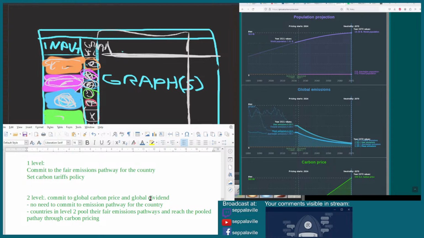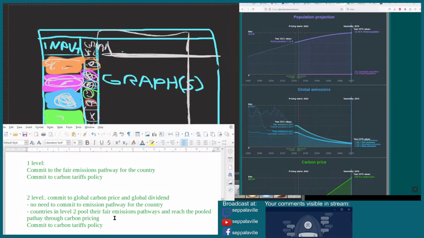But I'm just thinking, if a country somehow doesn't want to commit to this system, but is interested in stopping climate change, there should be an optional way for them of meeting these global climate goals.